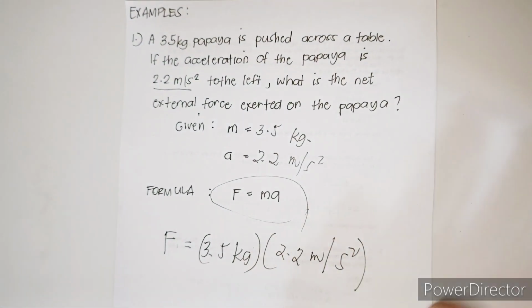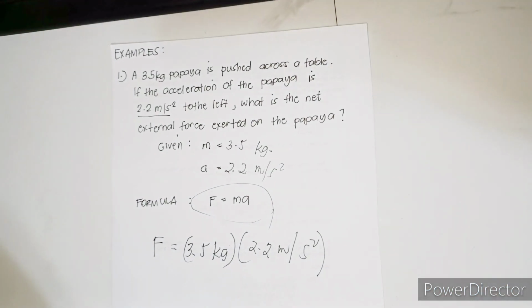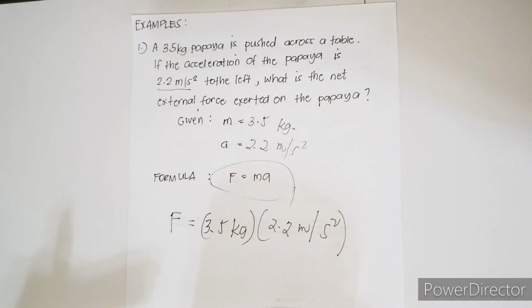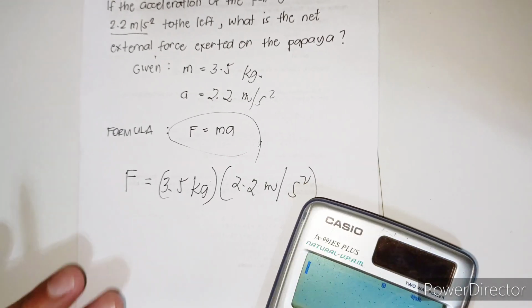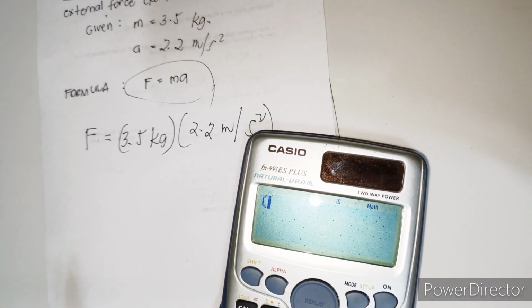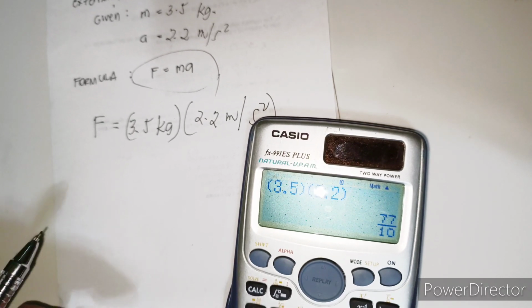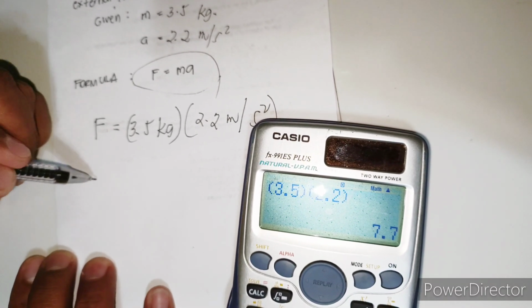Using our scientific calculator, what is our final answer? Kung paano sinulat, yun po ang pagkakapindot. We have 3.5 times 2.2, that is equal to 7.7.